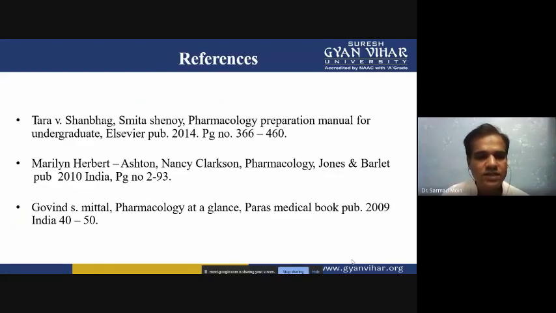Here we are concluding the chemotherapeutic agents, antimicrobial, antifungal, and various types of drugs. We will start a new topic in the next class.